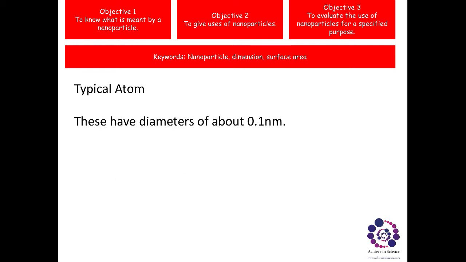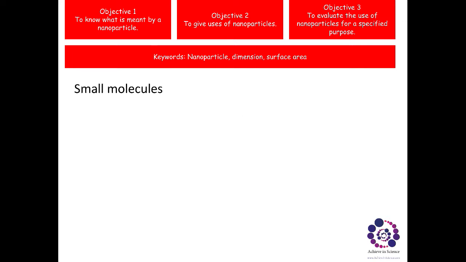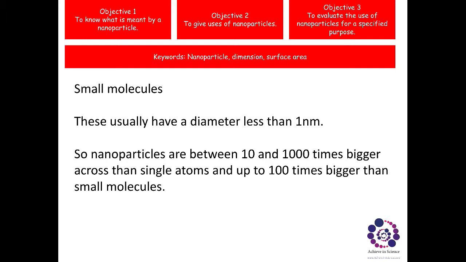The typical atom has a diameter of about 0.1 nanometers. A small molecule usually has a diameter of less than 1 nanometer. This means that nanoparticles are between 10 and 1,000 times bigger across than a single atom, and up to 100 times bigger than small molecules.